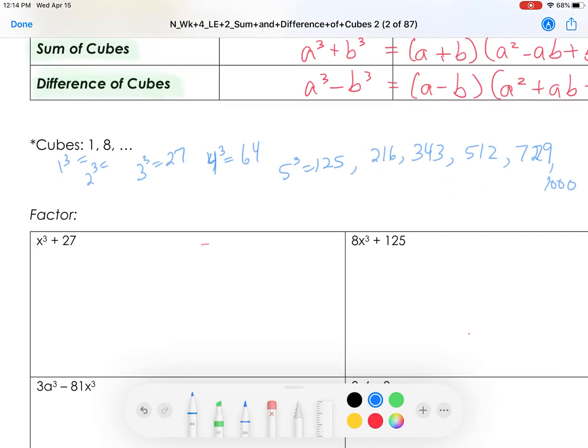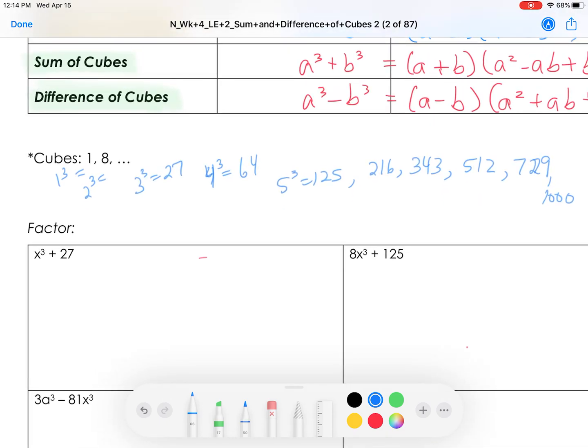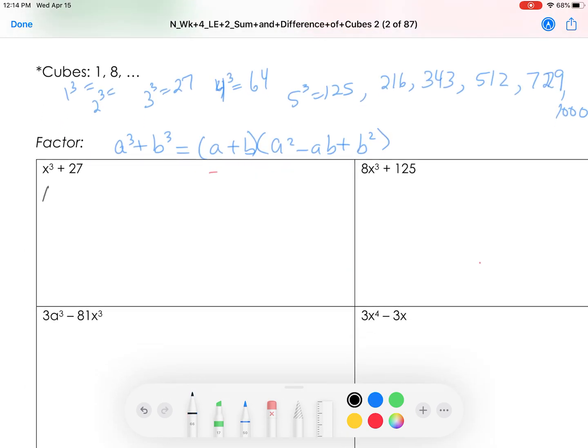So when we look at these problems, again, we're going to be using those formulas. This is a sum of cubes in our first example problem, so it's going to be a cubed plus b cubed equals a plus b times a squared minus ab plus b squared. So if we notice, we could write this as x cubed plus 3 cubed. 3 cubed is 27. That means our a value is x, our b value is 3, and then we're simply going to plug in the pieces to find our factors. So we've got a plus b, and then we've got a squared minus ab plus b squared.